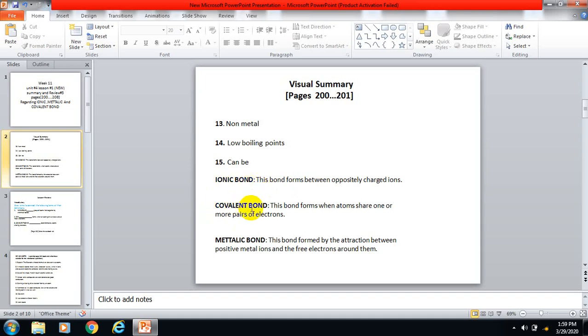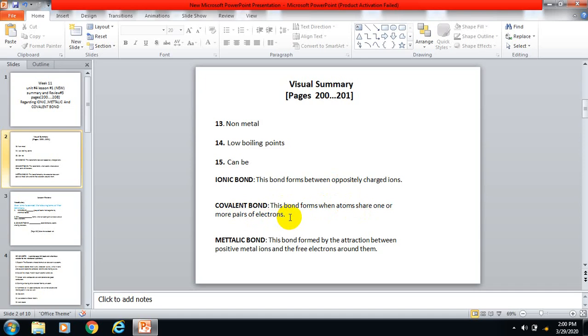Ionic bonds. Covalent bonds: this bond forms when atoms share one or more pairs of electrons. They are just sharing, not complete transferring. Ionic, like NaCl. I gave you so many examples regarding the common table salt. NaCl: look at, the Na has a positive charge and the Cl has a negative charge.